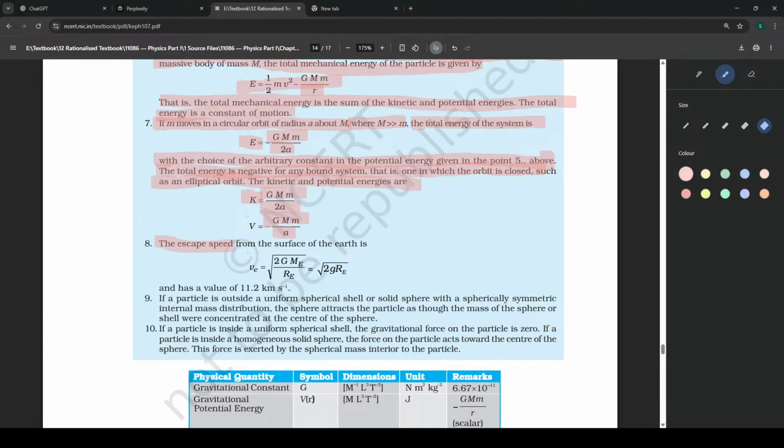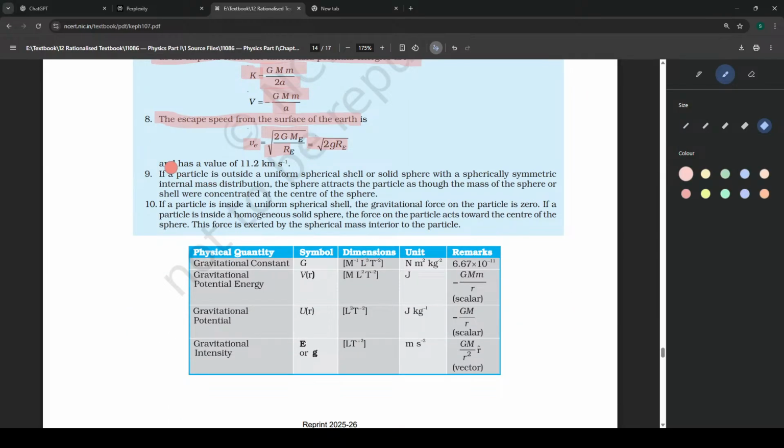The escape speed from the surface of the Earth is root of 2GM_E by R, or root of 2gR_E, and has a value of 11.2 km per second.